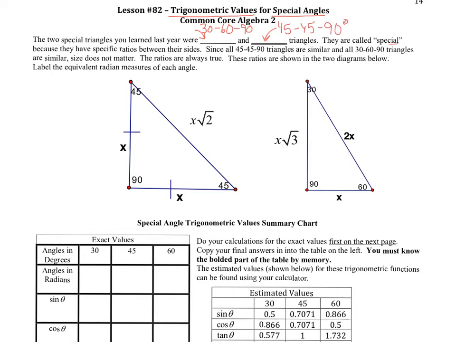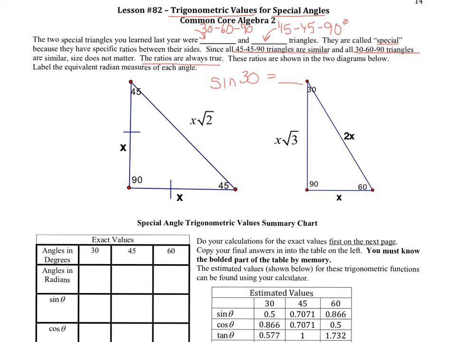It says they are called special because they have specific ratios between their sides. Since all 45, 45, 90 triangles are similar, no matter what size I make them, all of their angles are the same and all their sides are in proportion. And the same thing holds true, all 30, 60, 90 triangles are similar. The size does not matter. The ratios are always true. So for example, and we're going to be finding these values, the sine of 30 is always the same value no matter what the size of the triangle is. And that's true for all angles, but we're really going to be seeing it today. These ratios are shown in the diagrams below.